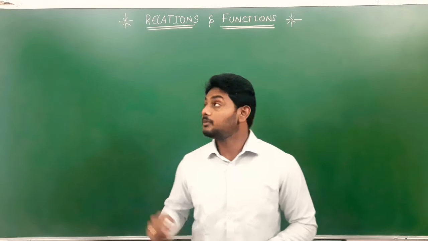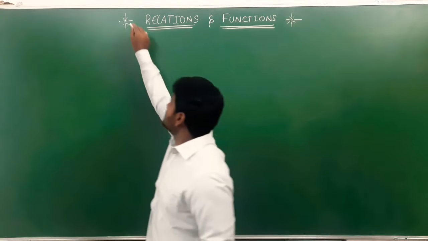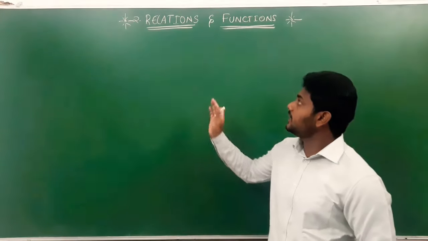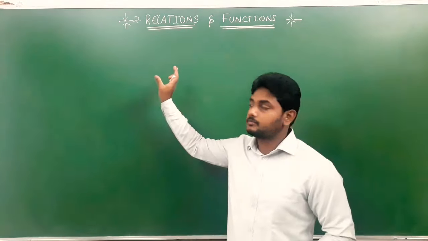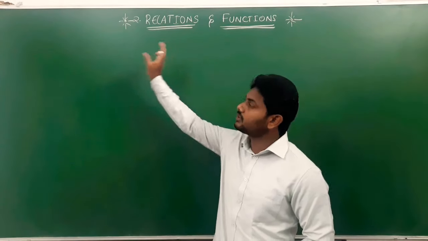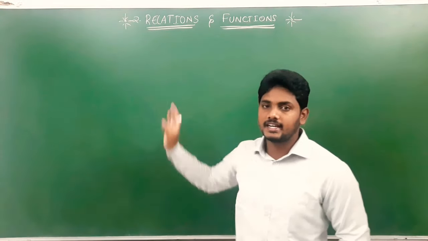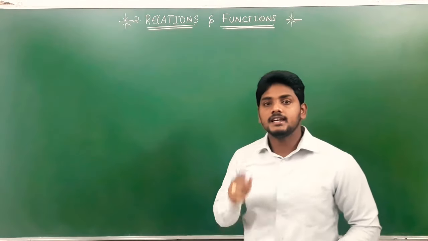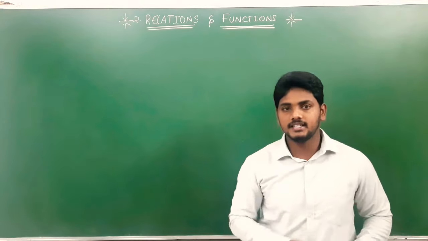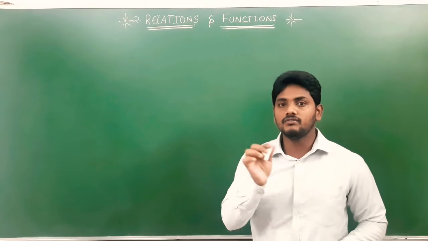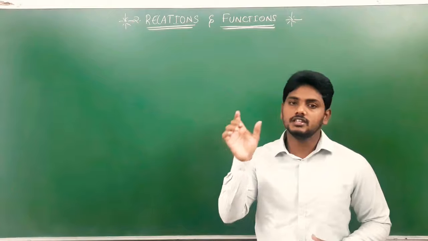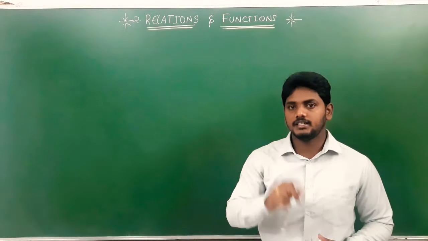As we are discussing the chapter Relations and Functions, which is the second chapter of your NCERT first PUC, we have already discussed the relation part. Before relation, we also discussed ordered pairs and Cartesian product. A relation is a subset of a Cartesian product. One thing you need to remember: a Cartesian product is also a set, and a relation is also a set.